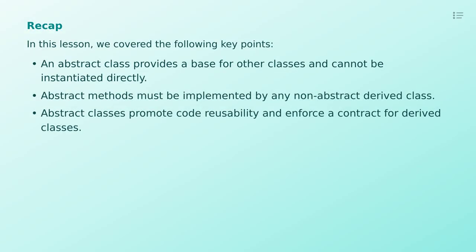In this lesson, we covered the following key points. First, an abstract class provides a base for other classes and can't be instantiated directly. Also, abstract methods must be implemented by any non-abstract derived class. Finally, abstract classes promote code reusability and enforce a contract for derived classes.